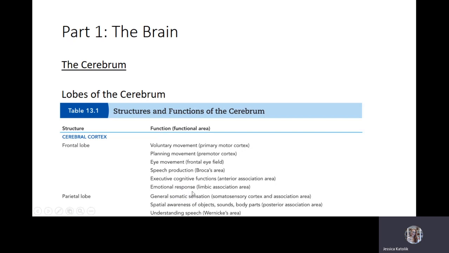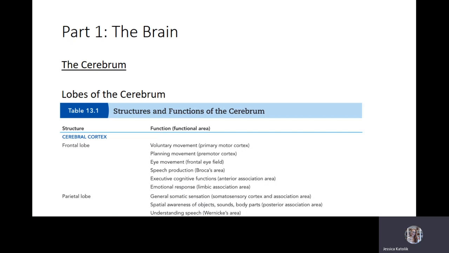The parietal lobe is going to have the somatosensory cortex, and this is where information is first processed from our external and internal environment. We're going to be talking more about this when we get into ascending and descending pathways. The parietal lobe also tells us our spatial awareness of objects, sounds, and body parts. So it can really help us determine a 3D map of our environment and be able to manipulate objects in our environment relative to each other.